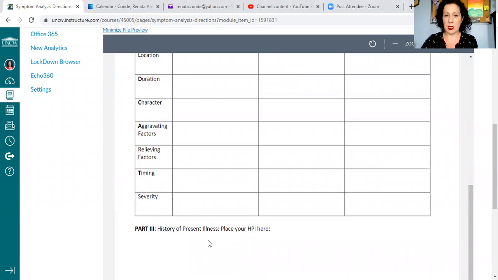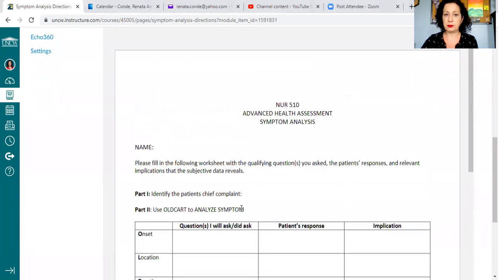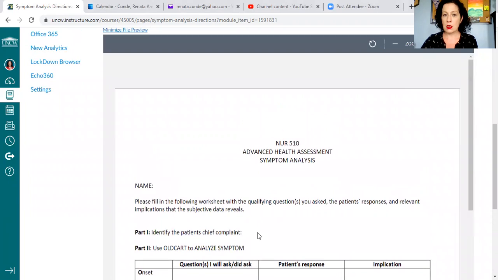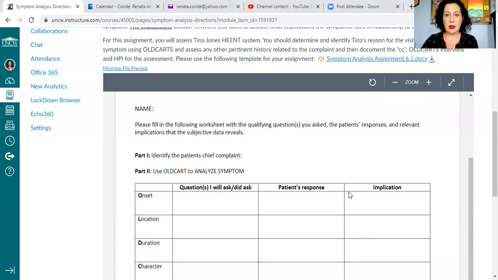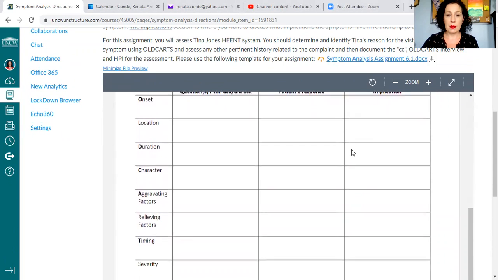And then your HPI will go down here at the bottom. The chief complaint goes up there at the top. So any questions on any of that, please reach out.